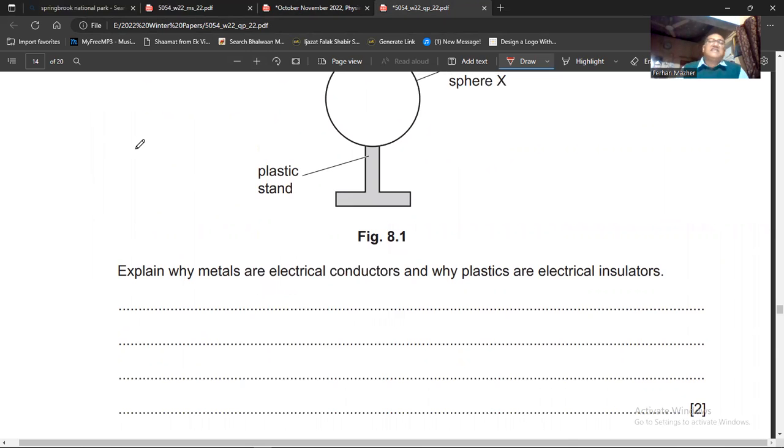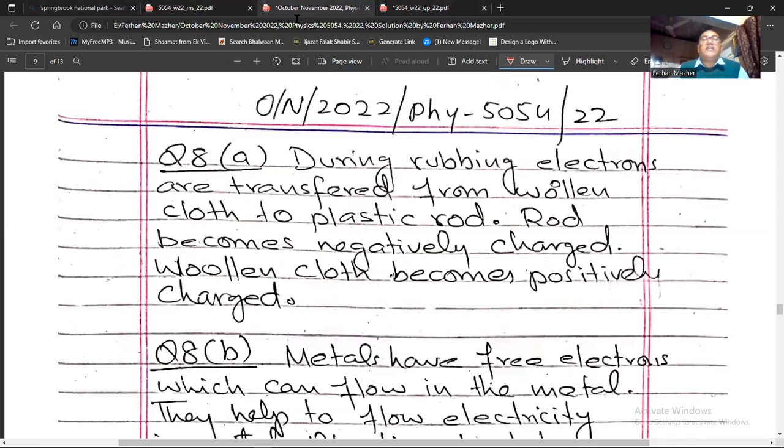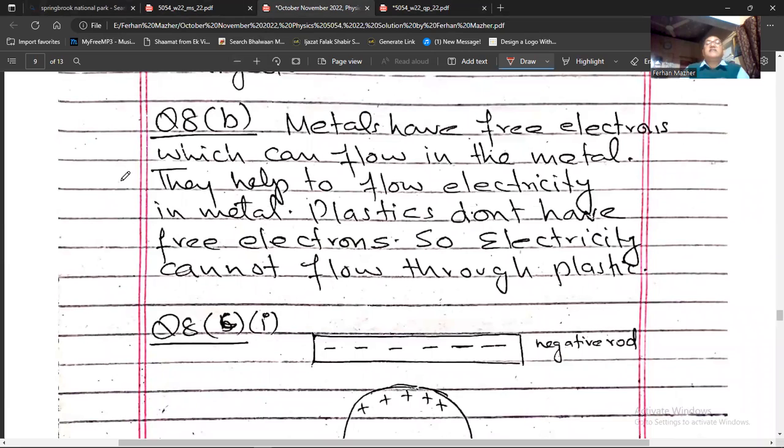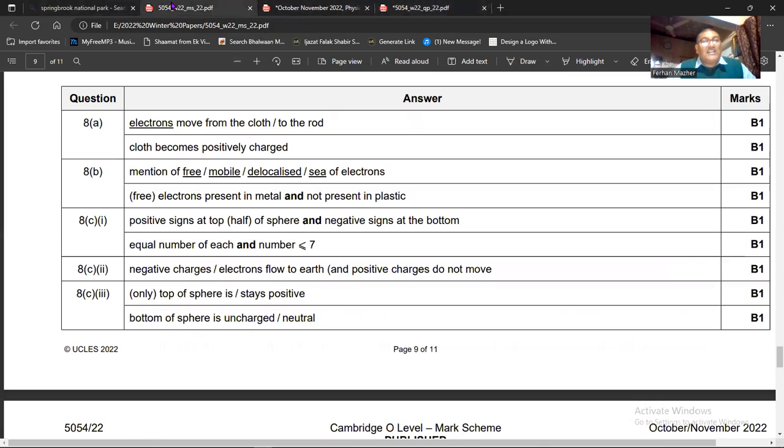And the plastic does not have free electrons. That's why it's an insulator, and metals are conductors. Metals have free electrons which can flow in the metal. They help electricity flow in the metal. Plastics don't have free electrons, so electricity cannot flow through plastics. So that is my answer.